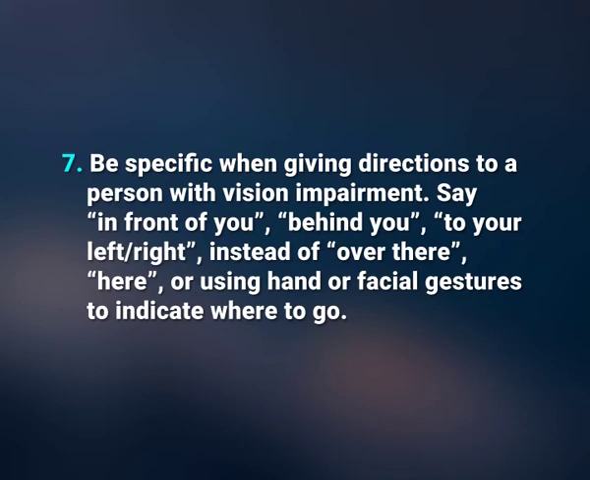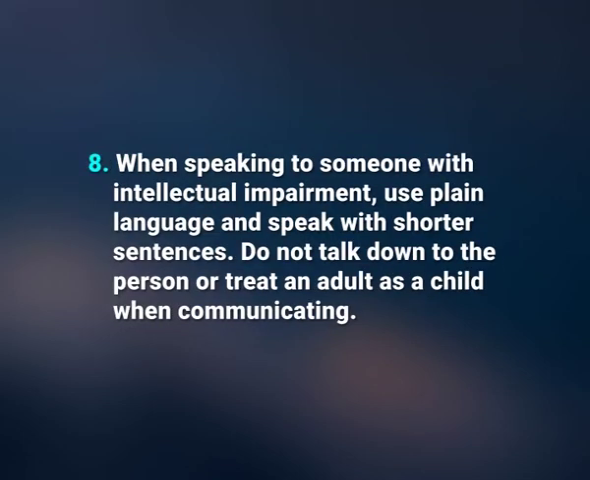The next thing is to be specific when giving directions to a person with vision impairment. For example, say in front of you, behind you, to your left, to your right, instead of using phrases like over there or here, or using hands or facial gestures to indicate where to go. When speaking to someone with an intellectual impairment, use plain language and speak in shorter sentences. Do not talk down to the person or treat an adult as a child when communicating.